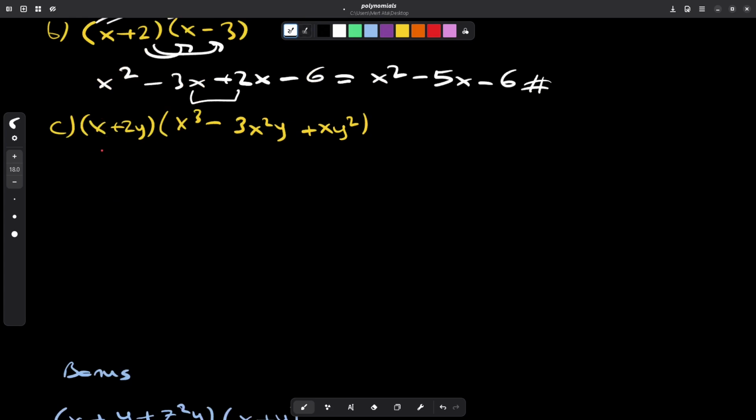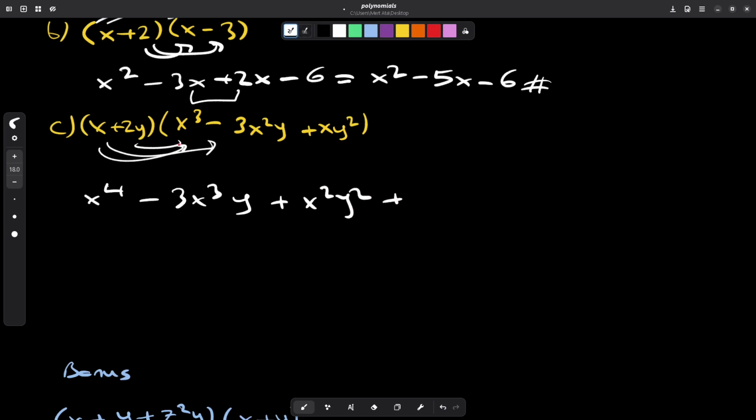This can look a little bit long, but it's just doing the same thing, multiplying first terms, x to the fourth power, minus 3x cubed y plus x squared y squared, plus 2y multiplied with x cubed, 2y x cubed, 2y multiplied with minus 3x squared y, minus 6x squared y squared, and the last term is plus 2xy cubed. Let's see what like terms we have.